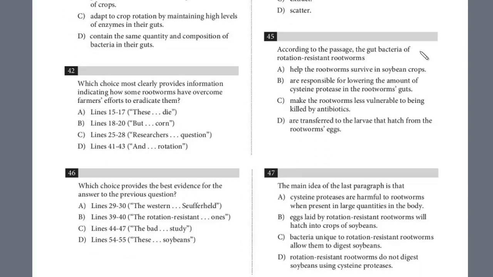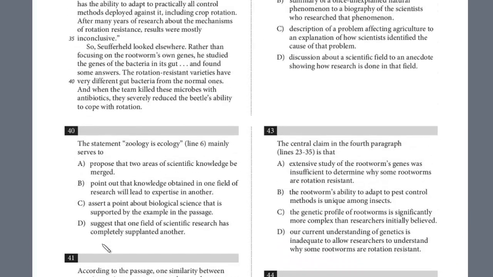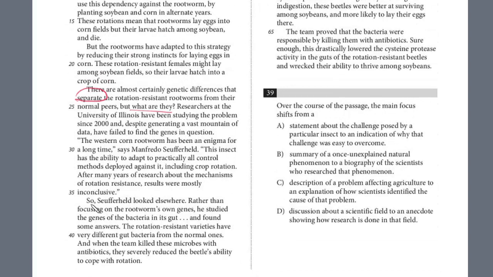Let's take a look at 45. According to the passage, the gut bacteria of rotation-resistant rootworms, and we scan down, we see this is a two-part question. And remember, this was later on in the passage. The gut bacteria wasn't even really mentioned, I think, until much later. We've already looked at these other parts, 29 and 39. It wasn't until much later. The answer for this one, we know it's got to be here because they were stumped. This paragraph, we had a question about it. They had no idea. The results were inconclusive. So the gut bacteria wasn't even introduced until the end.